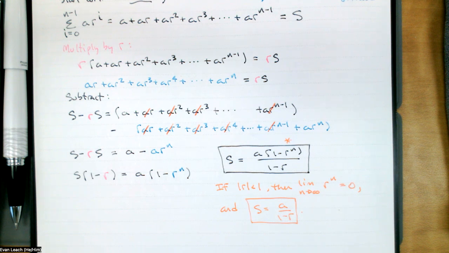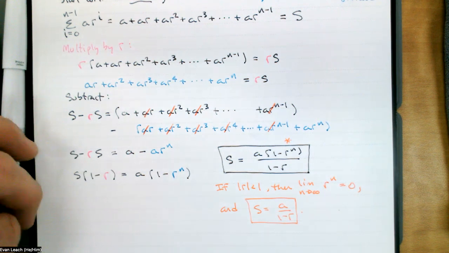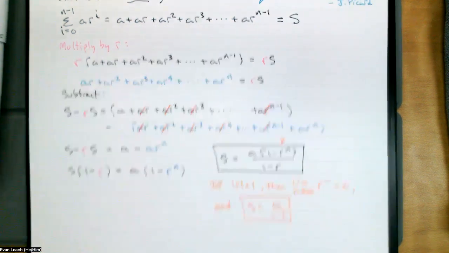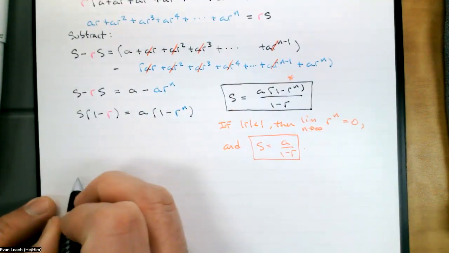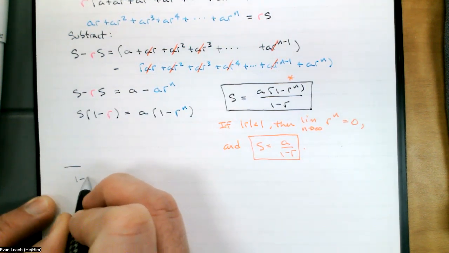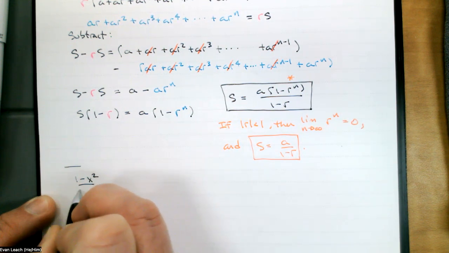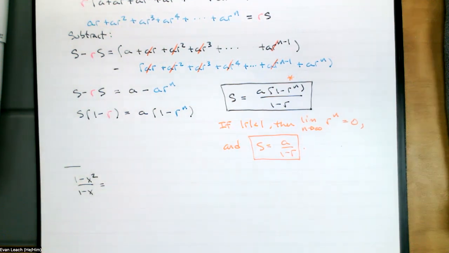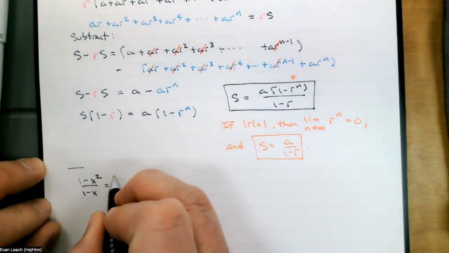There's another thing that we can look at. Now that we've got this 1 minus r to the n over 1 minus r, we can also invoke some algebra. If we think about some rational functions, we know that if we have the rational expression 1 minus x squared over 1 minus x, we can cancel out, we can factor the numerator.